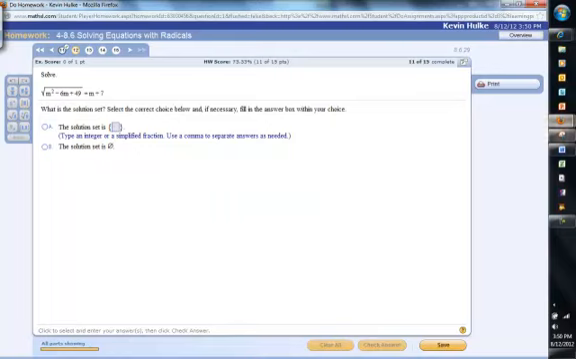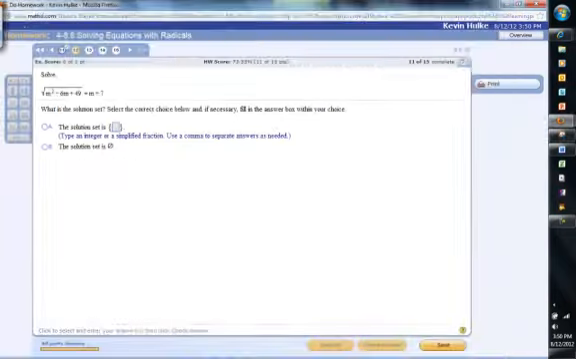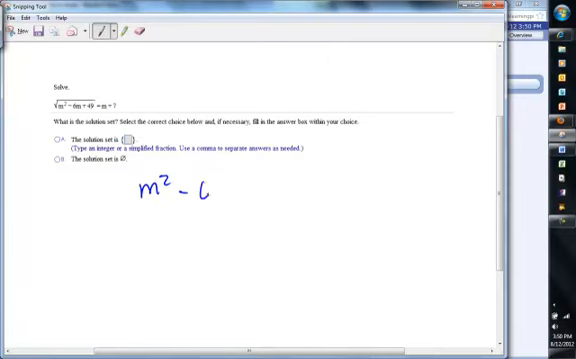Number 11, or I'm sorry, number 12. All right, square both sides. You get m squared minus 6m plus 49 equals m squared plus 14m plus 49. Subtract m squared from both sides.